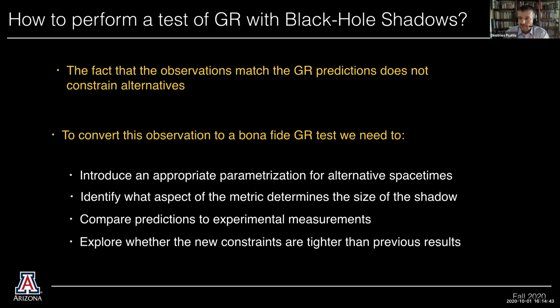We need to make an actual quantitative comparison to experimental measurements, figure out how much we can tweak those parameters. And at the end, of course, ask ourselves, did we learn something new? Are the new constraints that we put any different than what we had already done before? And this last part is what was reported in the Physical Review Letters this morning.